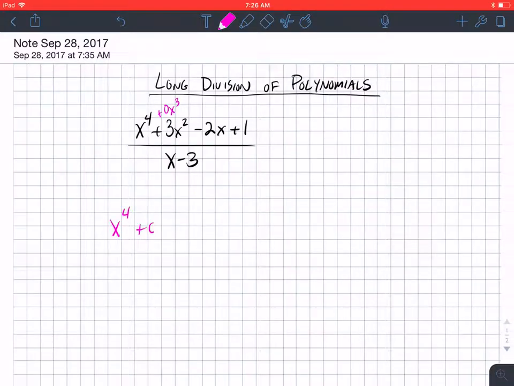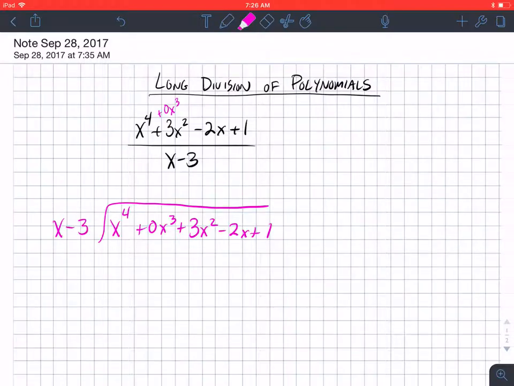x to the fourth plus 0x cubed plus 3x squared minus 2x plus 1, and that's divided by x minus 3. So our set of operations, we're going to see how many times x goes into the term that we're working on underneath the bar. So x goes into x to the fourth. Now that's not really very good language. That language sort of hurts us for what we're trying to do. What we're really trying to say is when we say goes into, we mean divided by. x to the fourth over x to the first is x cubed. So x cubed goes on top there.